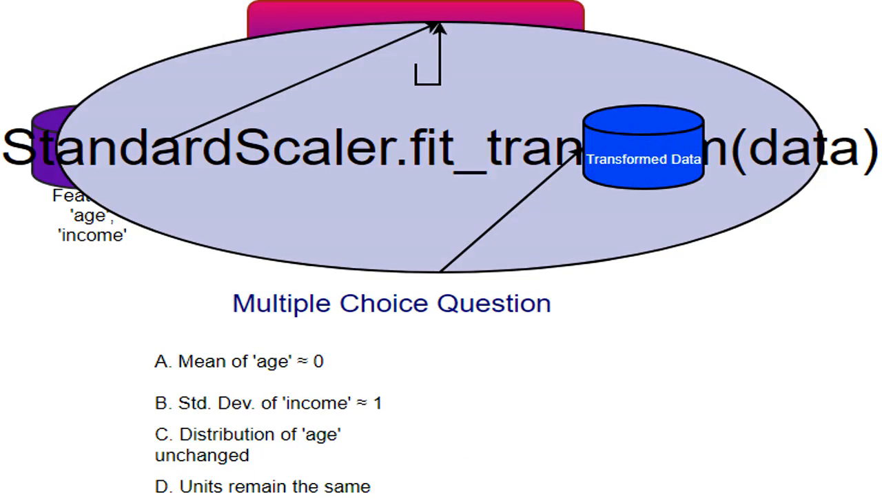This line shows applying scikit-learn's standard scaler to the dataset. Standard scaler is like a mathematical tool that takes your data and makes it nicer for machine learning algorithms. Fit_transform does two things at once. It first learns the mean and standard deviation of each feature, age and income, and then uses those values to transform each data point by subtracting the mean and dividing by the standard deviation for each feature.